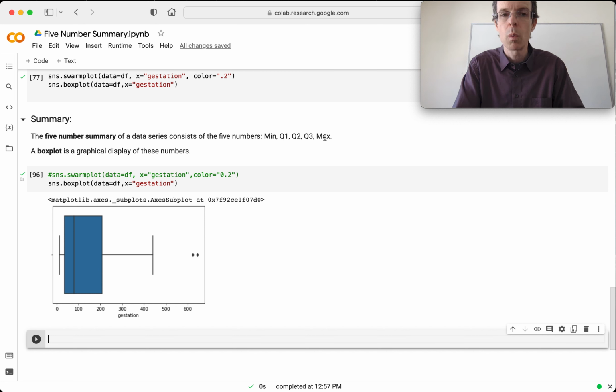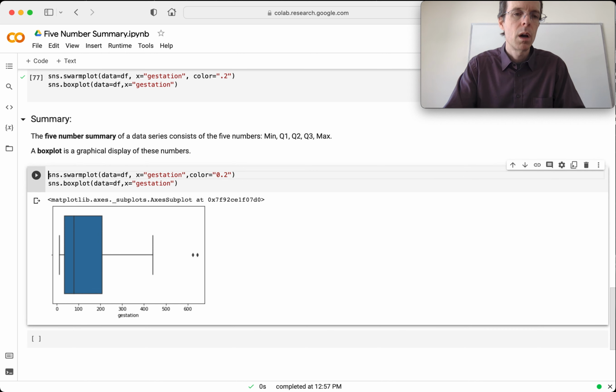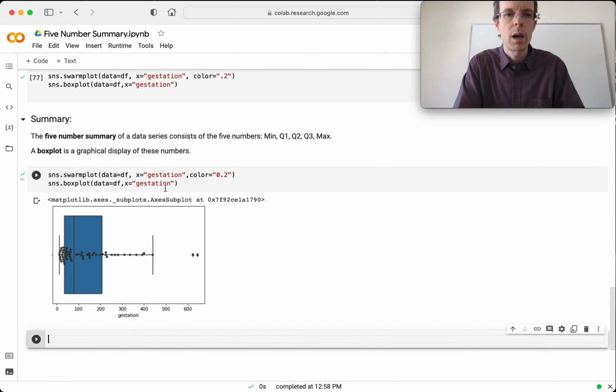So as a summary here, we learned what the minimum, what the Q1, Q2, and Q3 and max all represent. We learned how to interpret them in a graph. We learned that Q1 represents a typical small value, Q3 represents a typical large value, and Q2 represents a typical medium value.